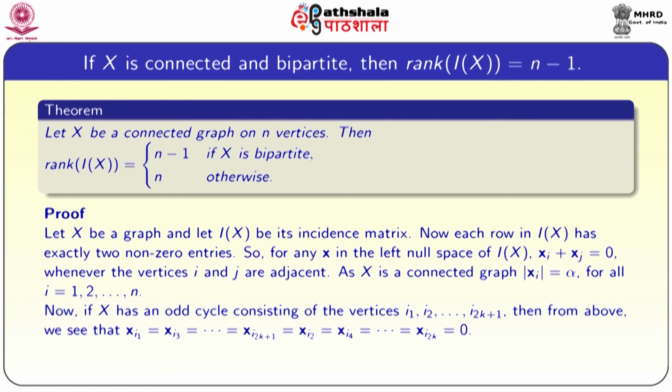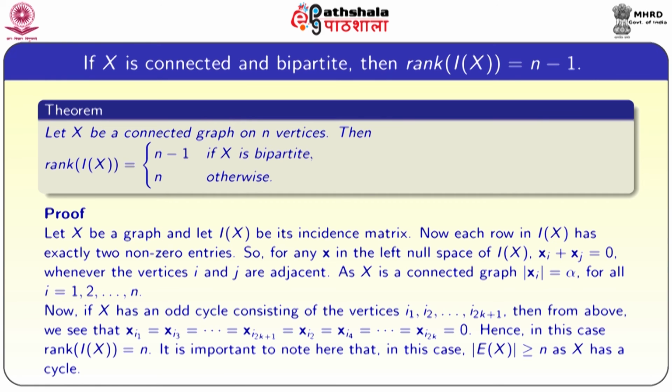Now, if X has an odd cycle consisting of vertices i1, i2 and so on up to i(2k plus 1), then from above we see that xi1 is equal to xi3 and so on, up to xi(2k plus 1), and xi2 is equal to xi4 and so on, up to xi2k, which is the negative of these. Because of the odd cycle, the last vertex and the first vertex need to have the same value. So, it forces all the values to be equal, but we have that xi plus xj is equal to 0. So, because of that, all are going to be 0. Hence, in this case the rank of I of X equals n. It is important to note that in this case the number of edges is greater than or equal to n, as X has a cycle.